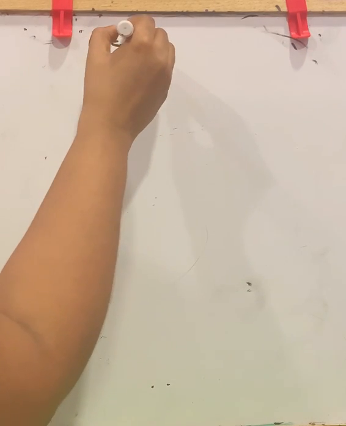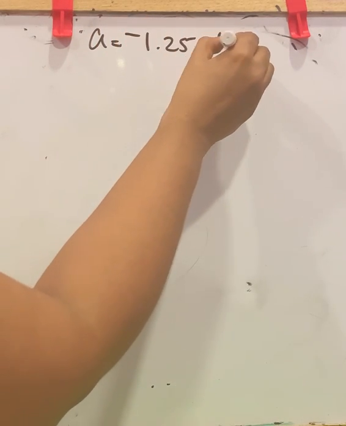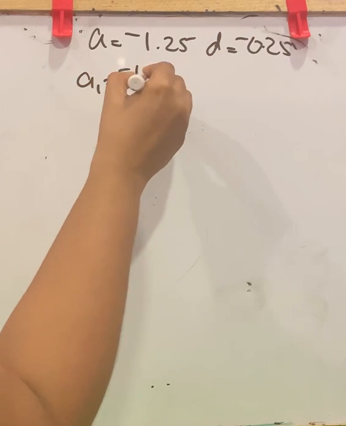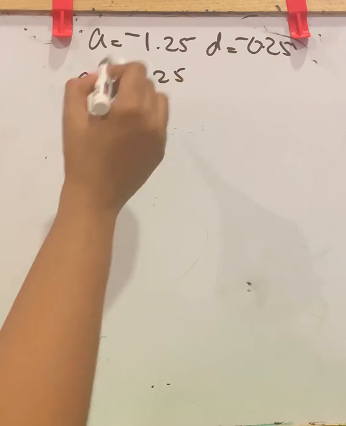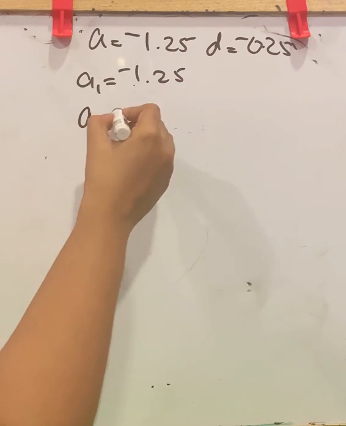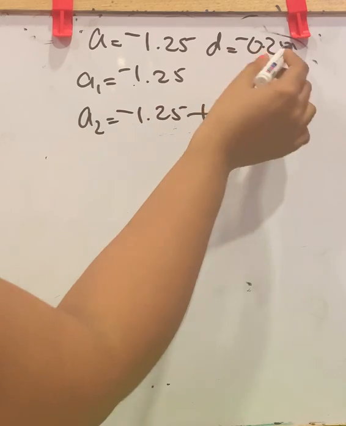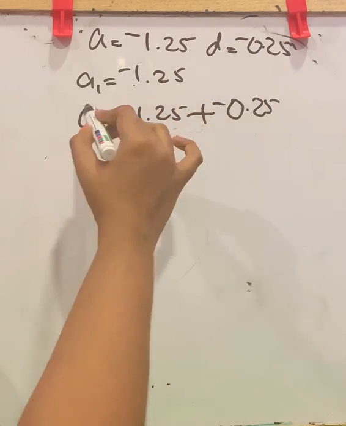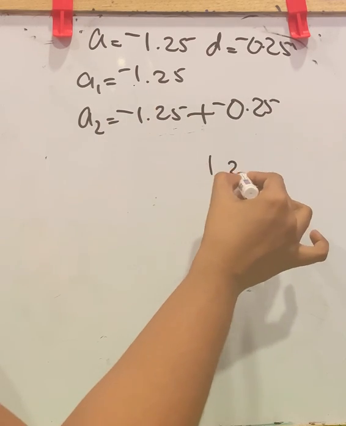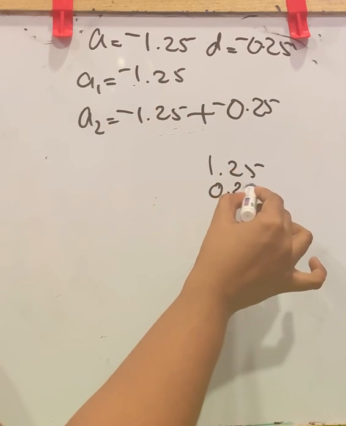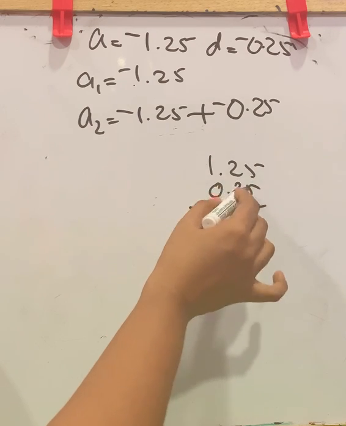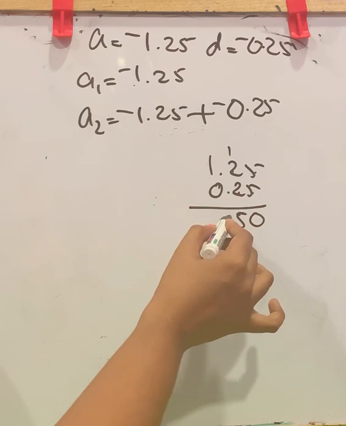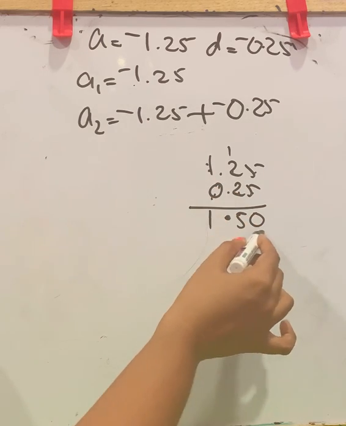Next, A equal to minus 1.25, D equal to minus 0.25. Here first term is minus 1.25. D is the common difference. So A2 means first term plus D, that is minus 0.25. Both are negative. So simply add it. How will you add decimals? Write the numbers in the correct place values. So 5 plus 5, 10. 2 plus 2, 4 plus 1, 5. Put the decimal here. 1 plus 0, 1.